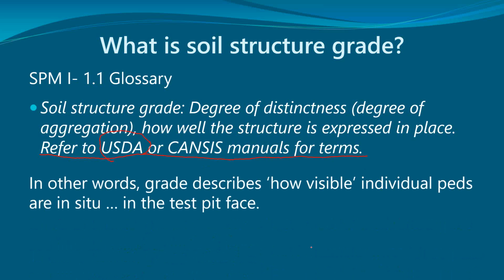So how easily you can see them. If the grade is weak, then, for example, blocky PEDs would be barely visible. You might not even be able to really discern them until you start poking into the face of the test pit with a small shovel or something. If it has strong grade, you can clearly see the blocks in the face of the test pit. So that was structure type, structure grade.